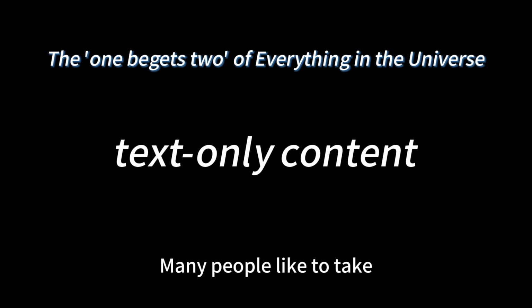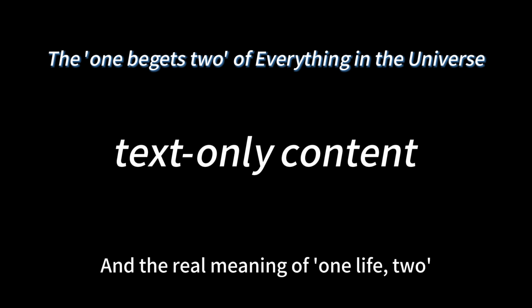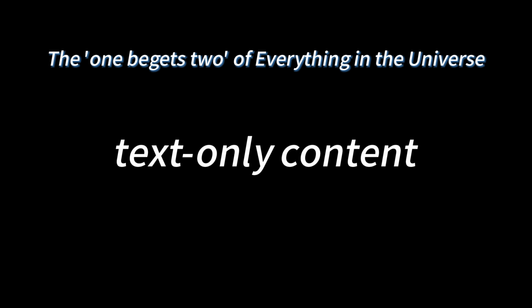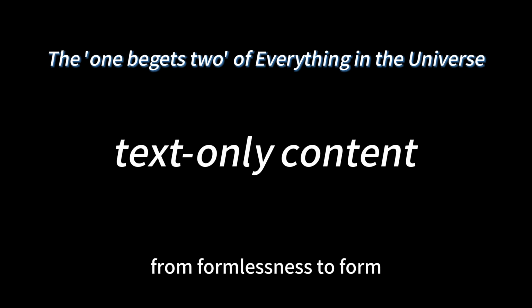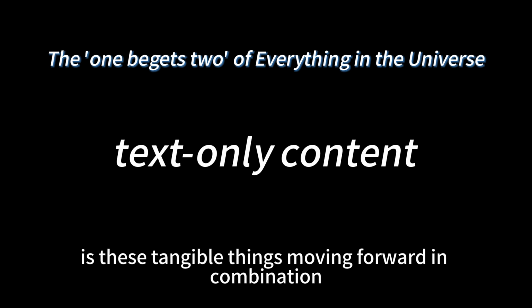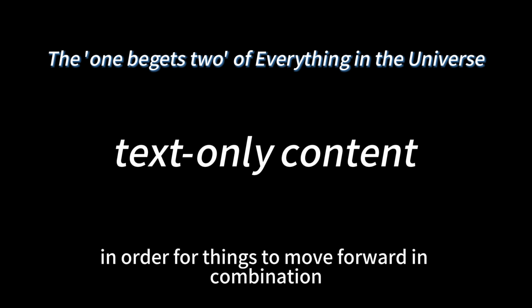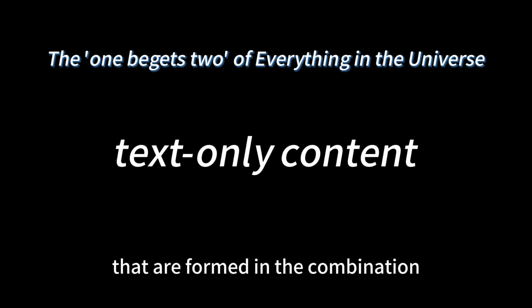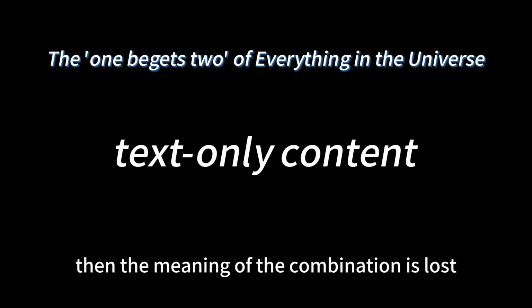Many people like to take 1 begets 2 literally as 1 becoming 2, which is very wrong. And the real meaning of 1 begets 2 is that it represents things moving forward. Since Tao begets 1 is a determinable fact from an indeterminable factor, from formlessness to form, 1 begets 2 is these tangible things moving forward in combination. At this point a problem arises, and that problem is that in order for things to move forward in combination, the new things that are formed in the combination must produce new properties. If the properties of the new thing remain the same as the old thing, then the meaning of the combination is lost.